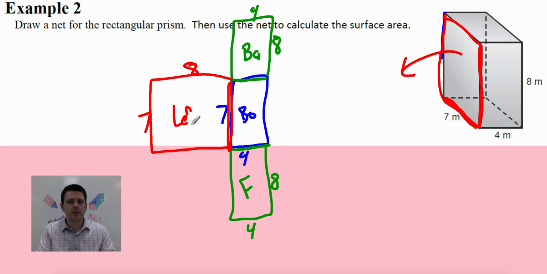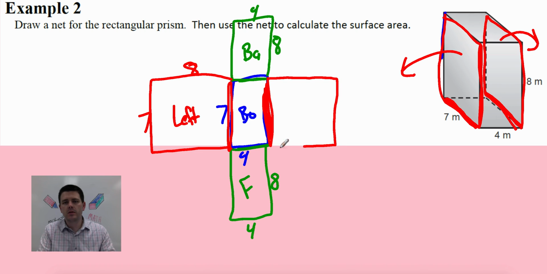So here's my left. Then I'm going to do the same thing with my right-hand side. It's going to kind of tip out this way. Again, it's got that common edge down here. That's my 7. And it's going to tip out. That other measurement is the one going up and down. That's my 8. So that's the right-hand side. It's got a measure of 7 and 8.